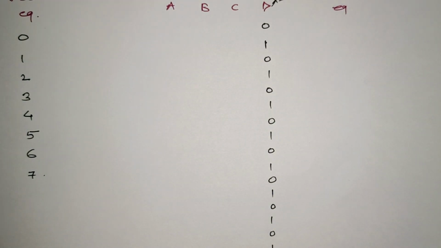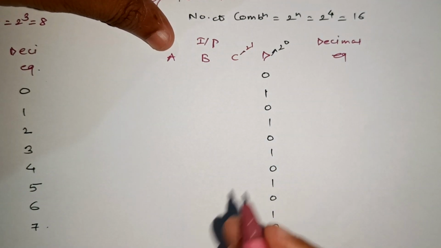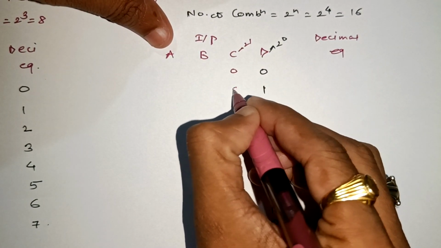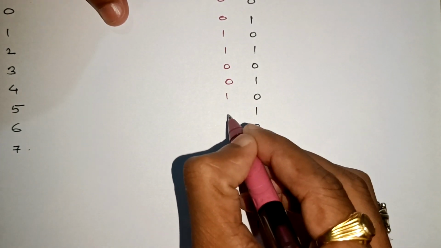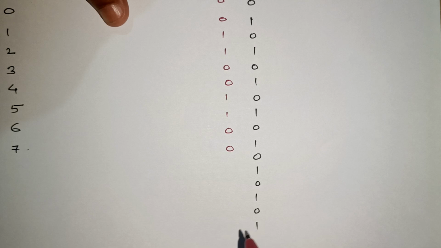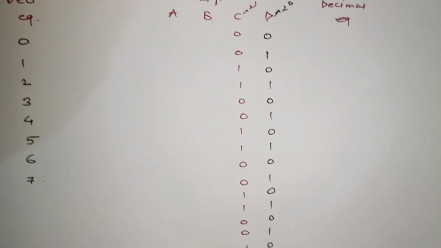Fine. Now next, the c multiplied with 2 raised to 1, which is 2, difference of 2: double 0, double 1, double 0, double 1, again double 0, double 1, double 0, double 1.